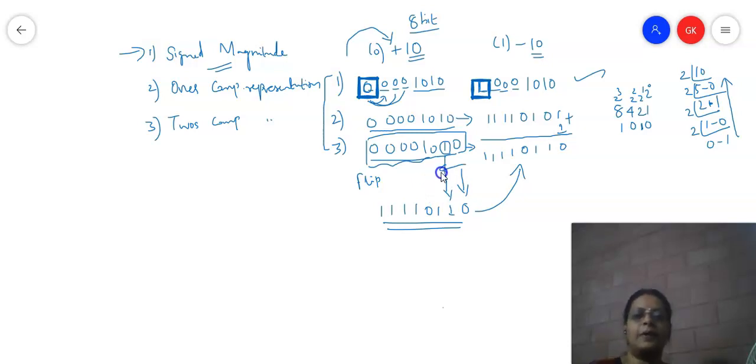Another important point I would like to emphasize is the weighted method. In the weighted method, this is how we will represent negative numbers. There is another important format here. So now we have 8, 4, 2, 1.